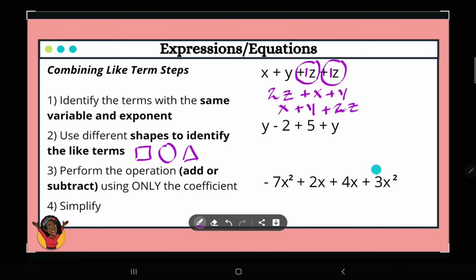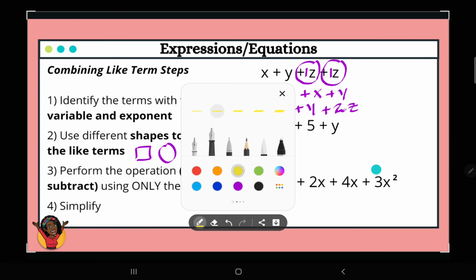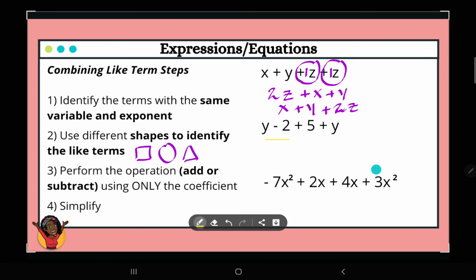Let's take a look at the next example. So here I have y minus 2 plus 5 plus y. So I have y, that's the same. And constants are also like terms, so I can put a shape around those as well. Now if you notice, I included that negative sign in my rectangle with my 2 because that sign is associated with the 2. So now let's go ahead and combine.